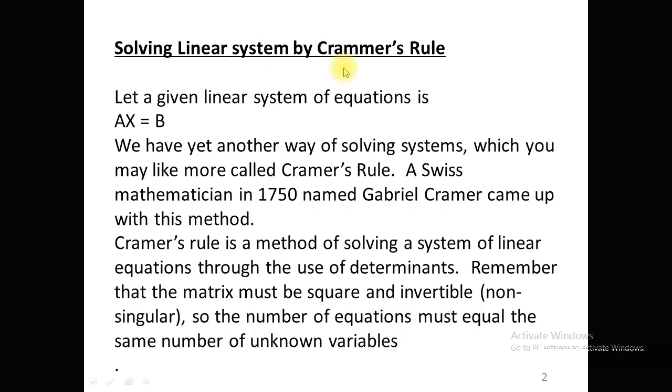Solving a linear system by Cramer's rule means, suppose we have a system of non-homogeneous linear equations, then first of all write the system in the matrix form AX = B, where A is the coefficient matrix, X is the matrix of unknown variables, and B is the constants on the right hand side of the equations.